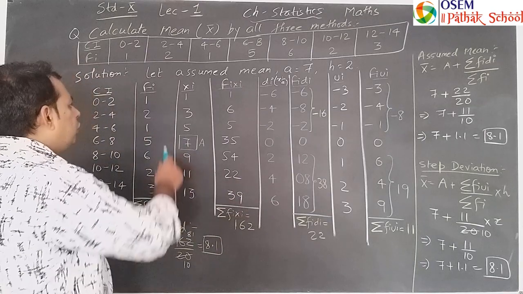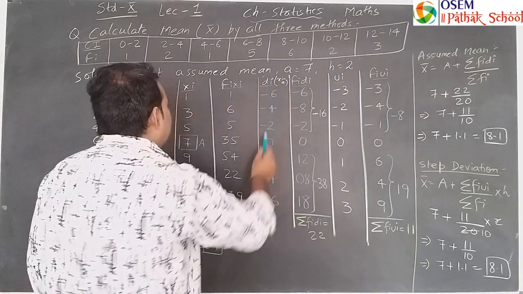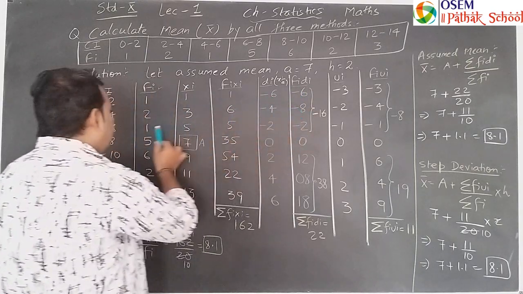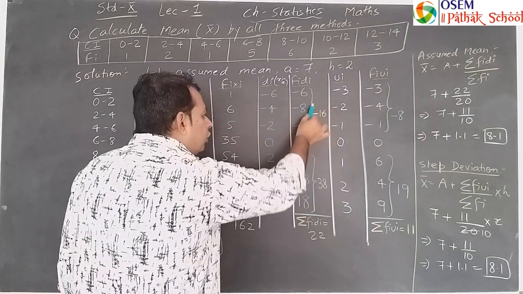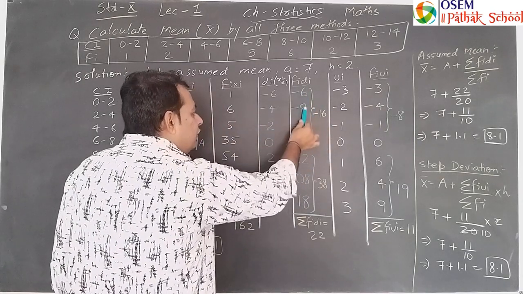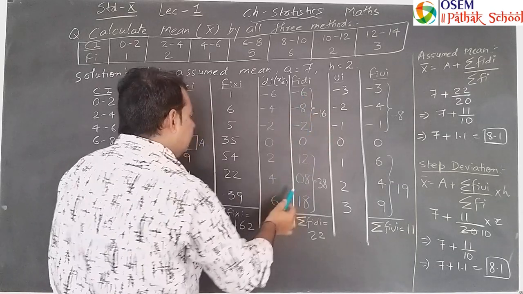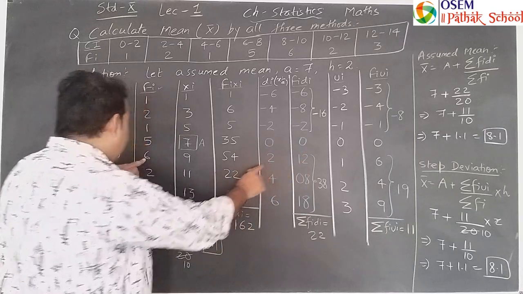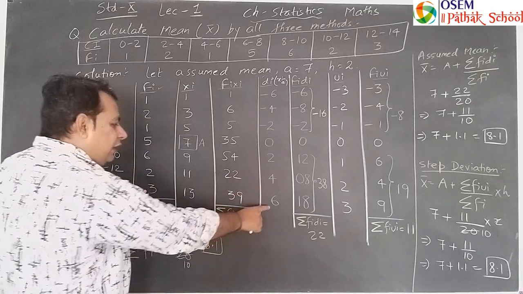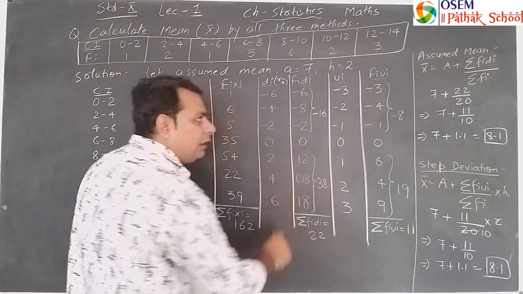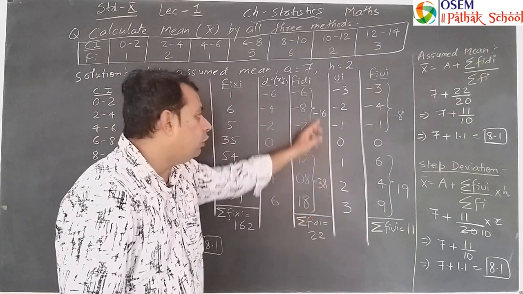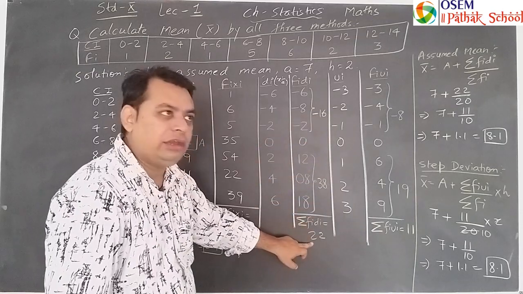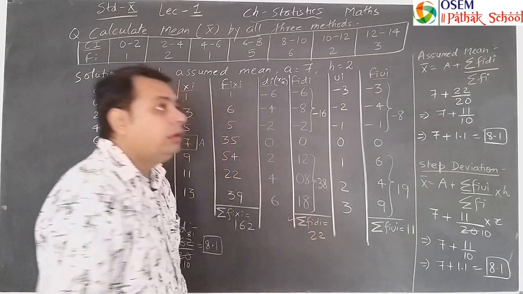Now I have done the total of Fi into Di. That will be 1 into minus 6, minus 6; 2 into minus 4, minus 8; 1 into minus 2, minus 2. Then I have done the total of all the negative terms: 8, 6, 8 and 2, it will be 16. Then 5 into 0 it will be 0, 6 into 2 is 12, 2 into 4, 8, 3 into 6, 18. Then I have done the total, it is 38. Now you can see which one is bigger, 38 or 16? Obviously 38. So 38 minus 16 will be 22. So sigma Fi Di will be 22.